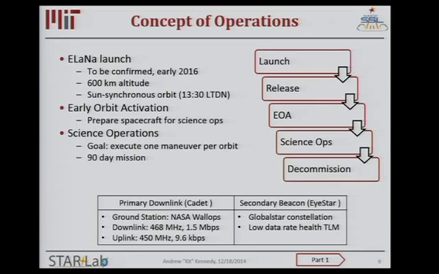And I have some information down there below about our radios. The important point is just that when we have our ground station in sight, we have a 1.5 megabit per second downlink rate. And then we have a secondary beacon that is always sending packets through the Globalstar constellation, which is nifty for a CubeSat.